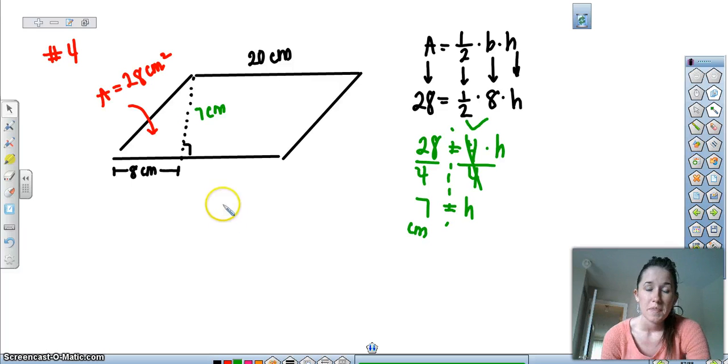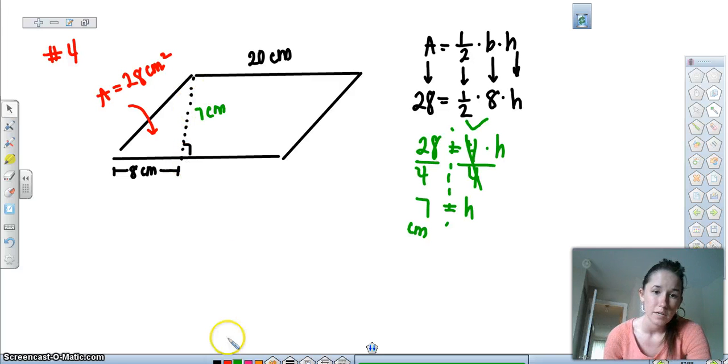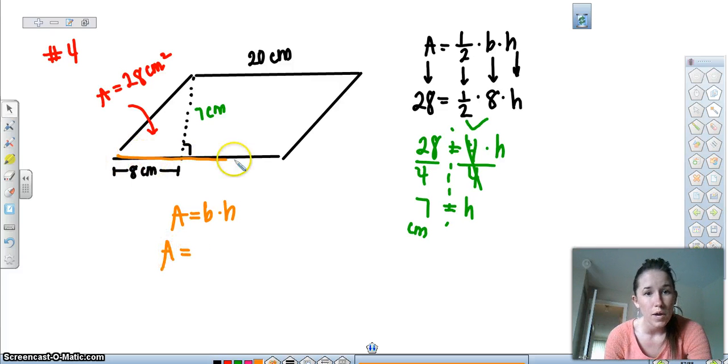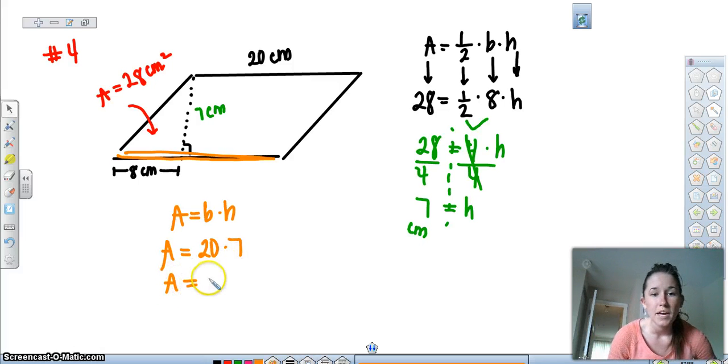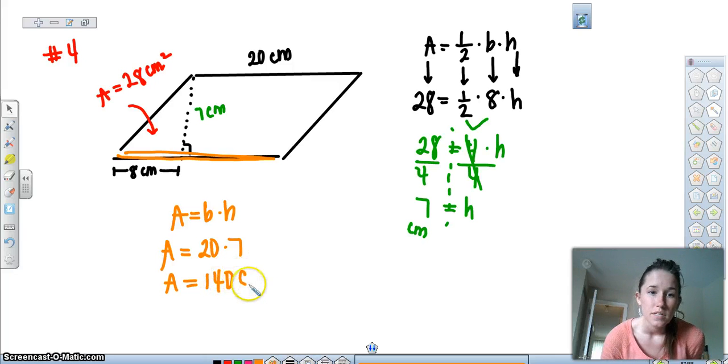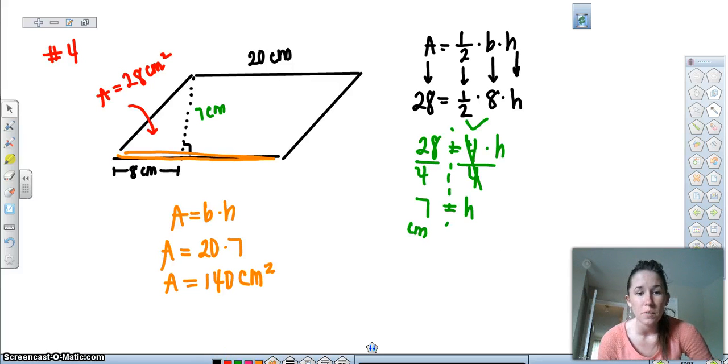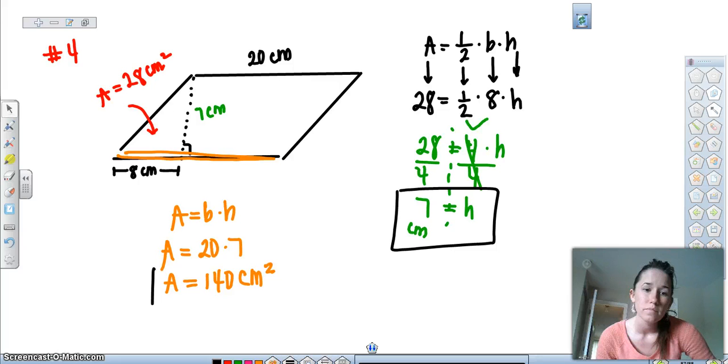centimeters. But the height of the triangle is also the height of this whole parallelogram, all the way from the top to the bottom. The second part of the question asks us to find the area of the parallelogram. An area of a parallelogram would be base times height. So the base all the way across is 20. And the height of our parallelogram from the top to the bottom is 7. So we would do 20 times 7, and we would get 140 centimeters squared because we just found the area of the parallelogram. So this answers both parts of the question, the height of the triangle and the area of the parallelogram.